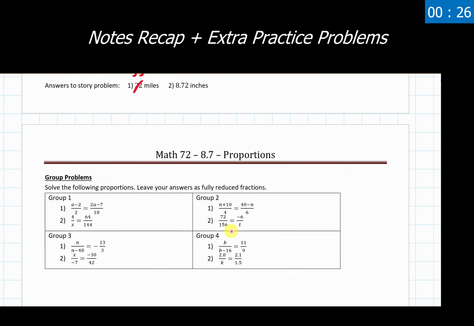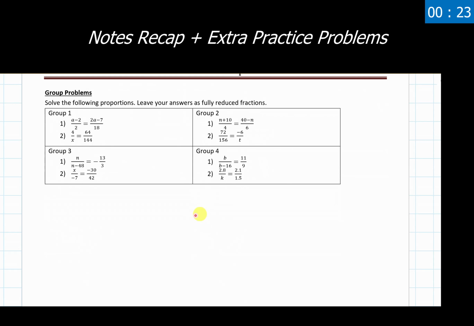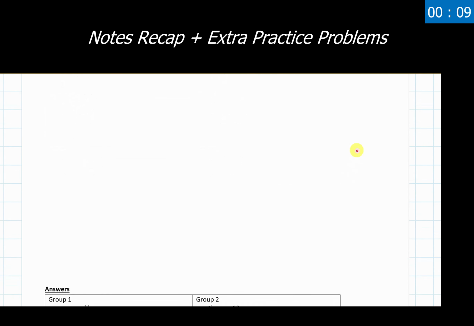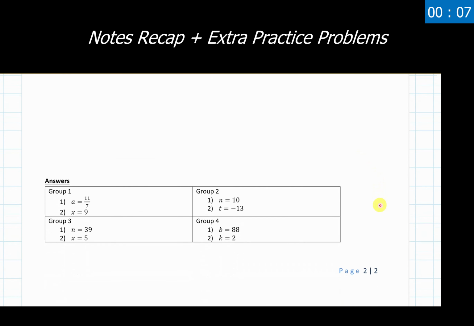So moving on from here, the last little bit, we do have some problems that you can try on your own. Remember our strategies that we use, the cross multiplication, to get through and solve these things. We'll scroll down to the answers for each of these as well. And that's going to do it for everything that covers proportions, how we set them up, and how we solve them.